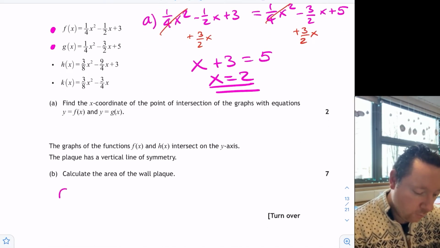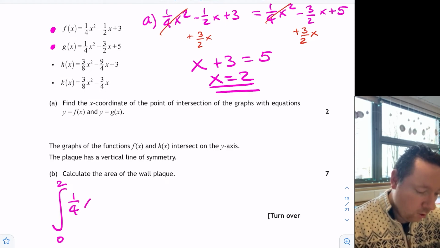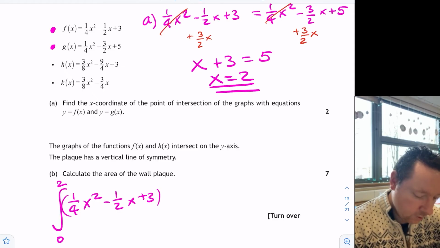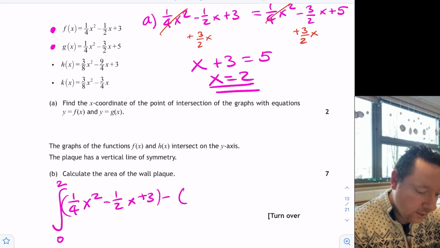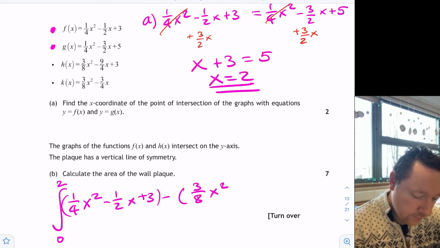Making sure you copy it down properly, it's the integral between 0 and 2 of f of x, which is a quarter x squared minus a half x plus 3, put that in brackets, take away h of x, which is this one, 3/8 of x squared minus 9/4 of x plus 3 dx.